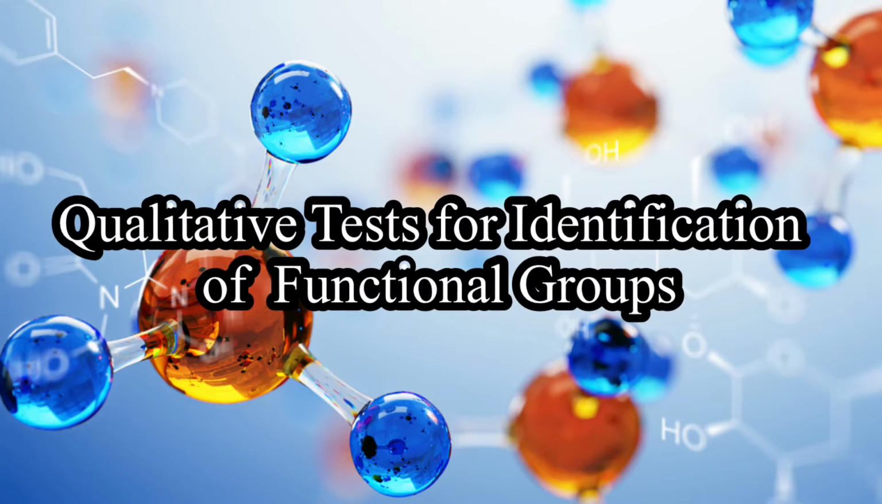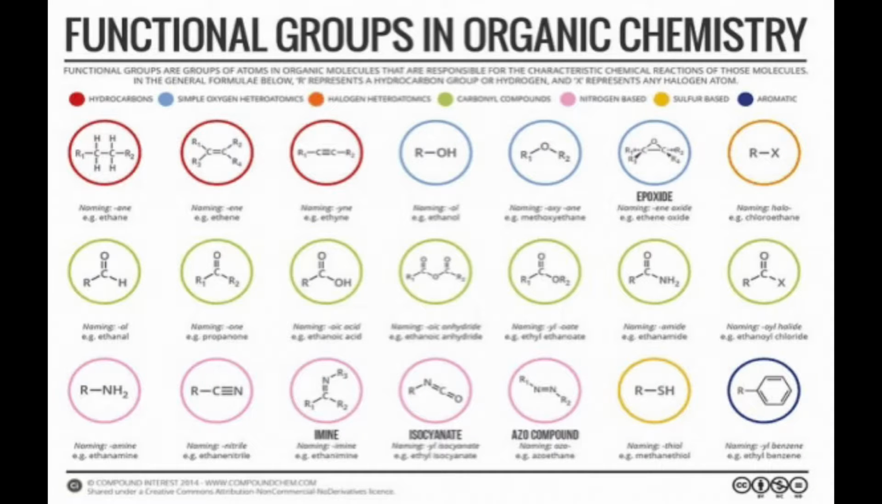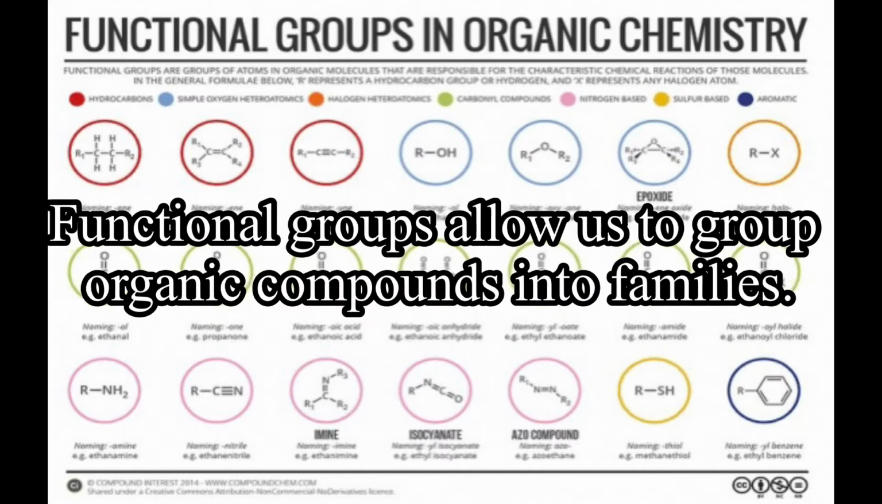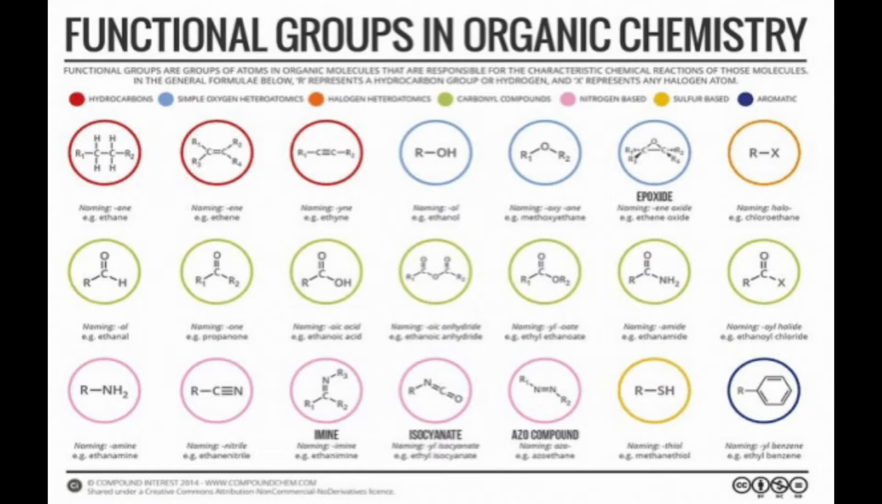Hello everyone, so for today I'm going to show you qualitative tests that are used to identify some common functional groups. Functional groups are a group of atoms in an organic compound that is responsible for its specific chemical behavior. Functional group is one of the most simplifying concepts in organic chemistry as it allows us to group diverse organic compounds into families. There's plenty of functional groups in organic chemistry, but for this video, we will be only dealing with the most common ones.